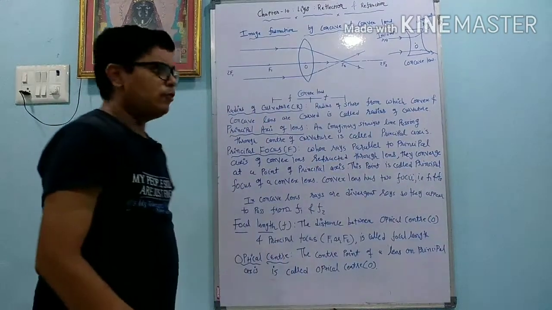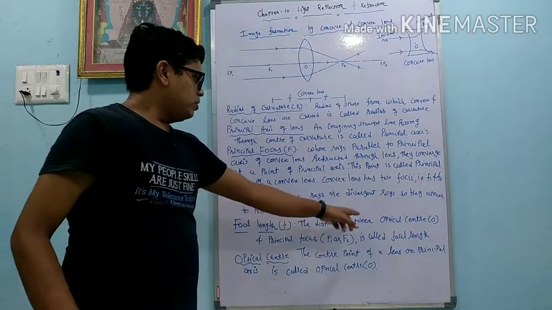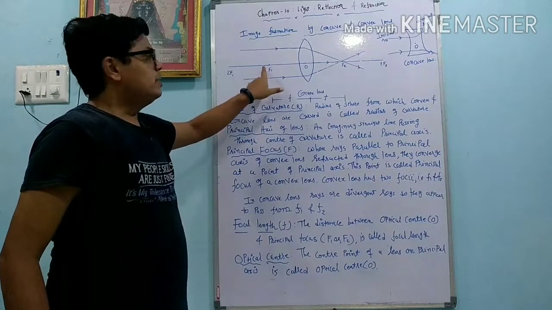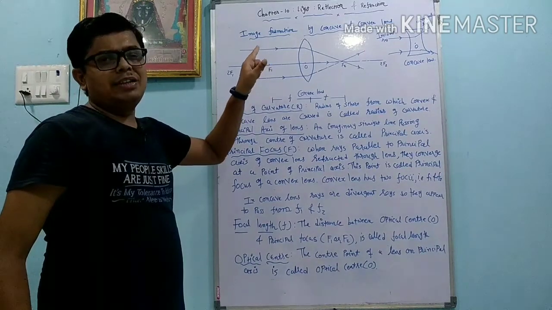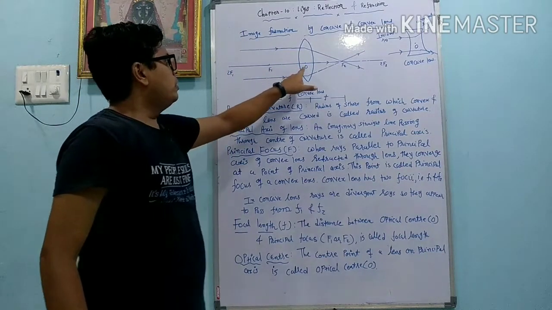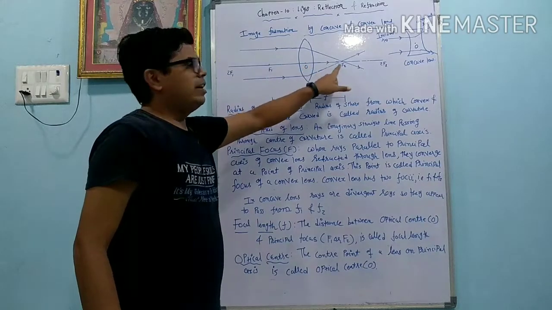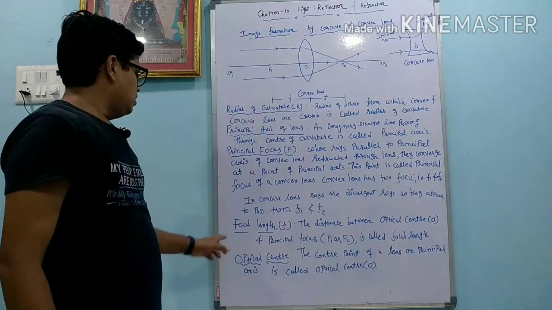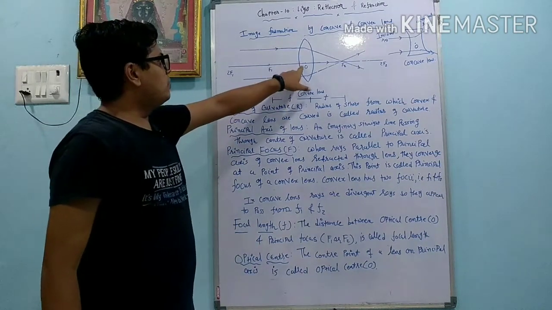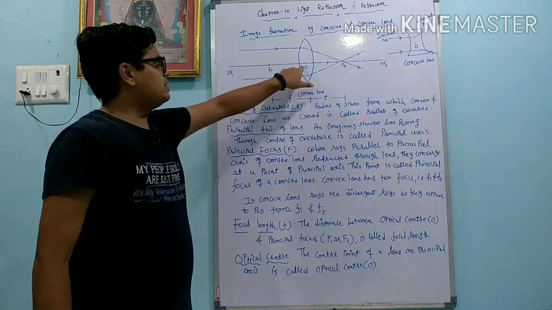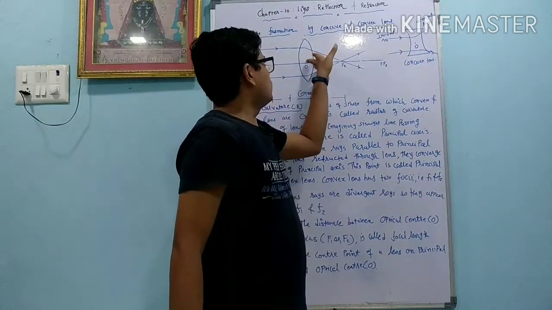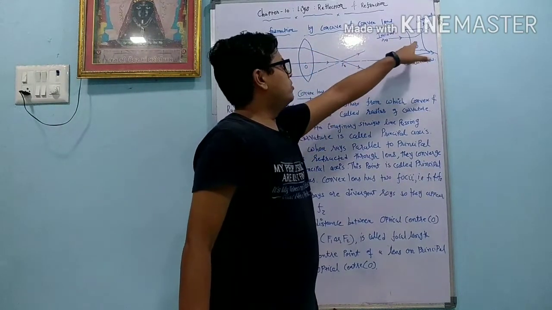So the next definition we have is focal length. The distance between the optical center and principal focus is called the focal length. Focal length is represented by small f. So OF1 or the distance between the optical center and F2 is called focal length. Last definition we have is optical center: the center of the lens through which the principal axis passes is called the optical center. This is the optical center for the convex lens and another for the concave lens.